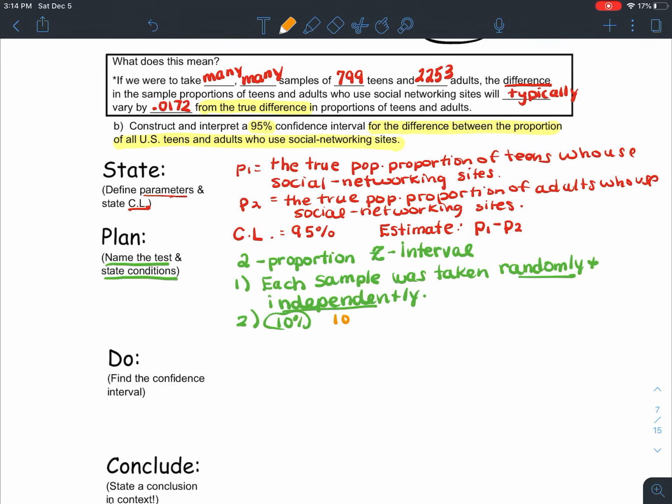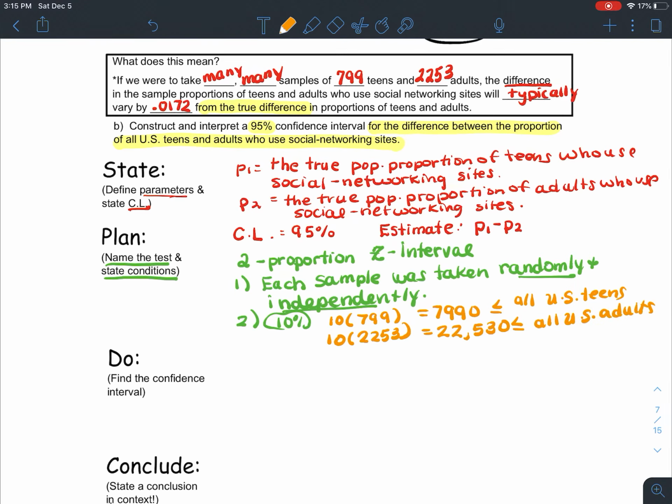Now I'm going to state the 10% condition, but I have to do this for both of my samples. So 10 times the teen sample size as well as 10 times the adult sample size. I need to make sure that it would feel at least logical that these numbers are less than or equal to all the U.S. teens and all the U.S. adults. And certainly there are way more than 7,990 teens as well as more than 22,530 adults. So I'm going to check off that the 10% condition is met.